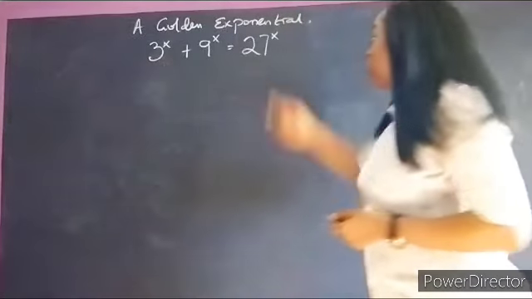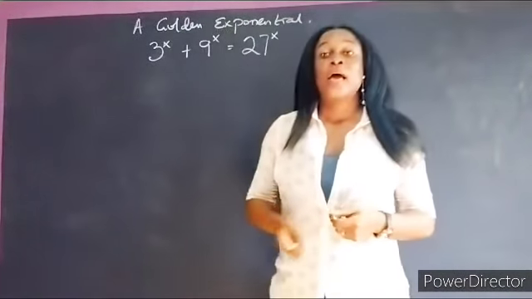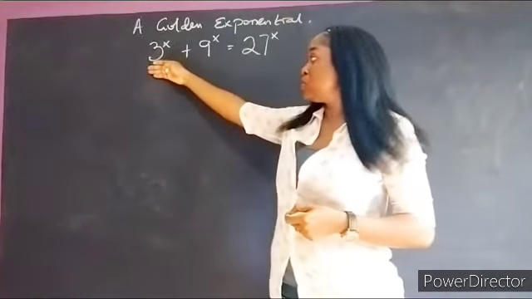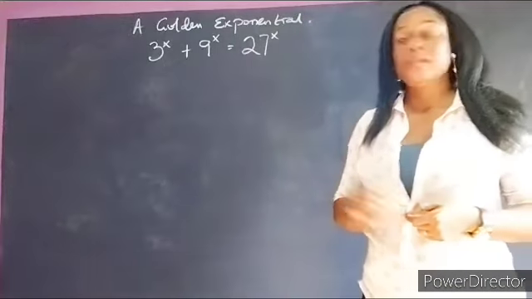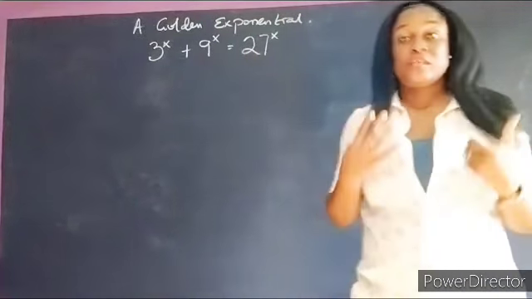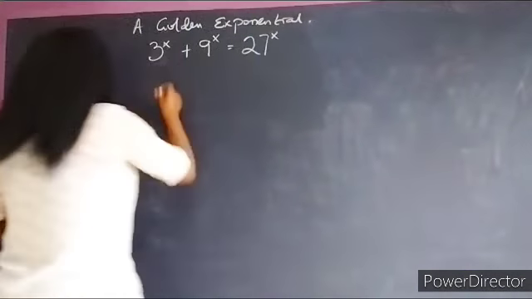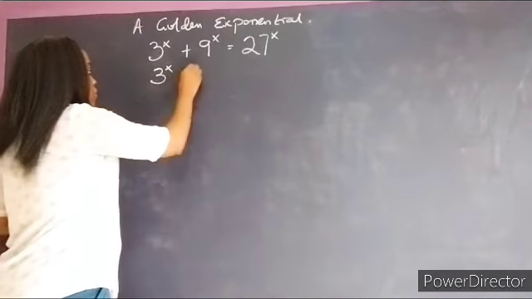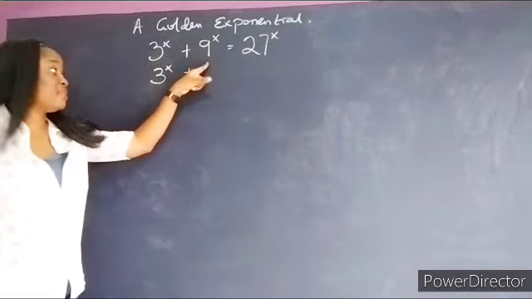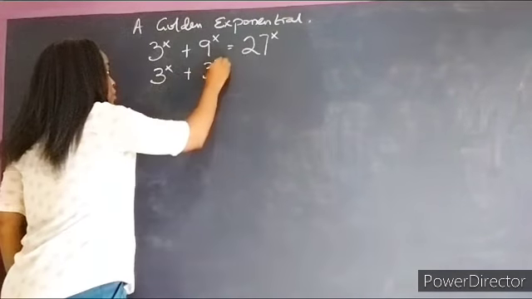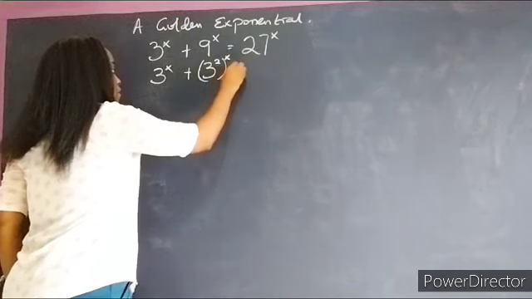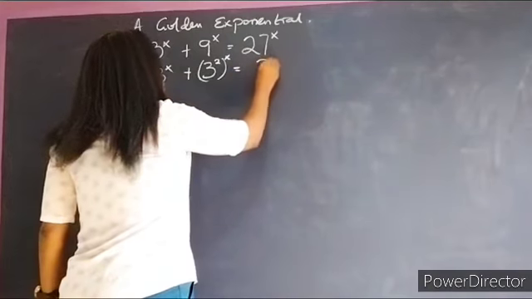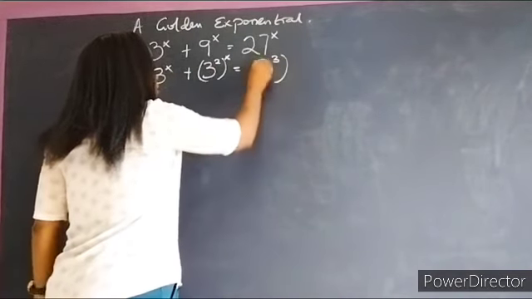Alright? So how do we find the value of x? First of all, I can already see a pattern in this question. I'm seeing products of 3 raised to powers. So we're going to break down everything to have the same base. So let's start with this. So we say 3 raised to power x, plus, we know that 9 is the same thing as 3 raised to power 2, and we'll keep our power x up there. Then we also know that 27 is 3 raised to power 3.